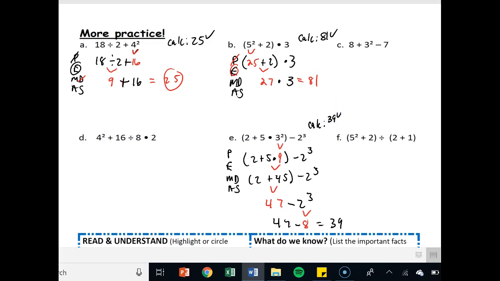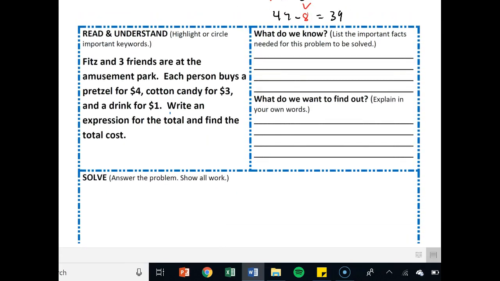The rest I'd like you to do in partners, including this one here, and we will double check them in class.